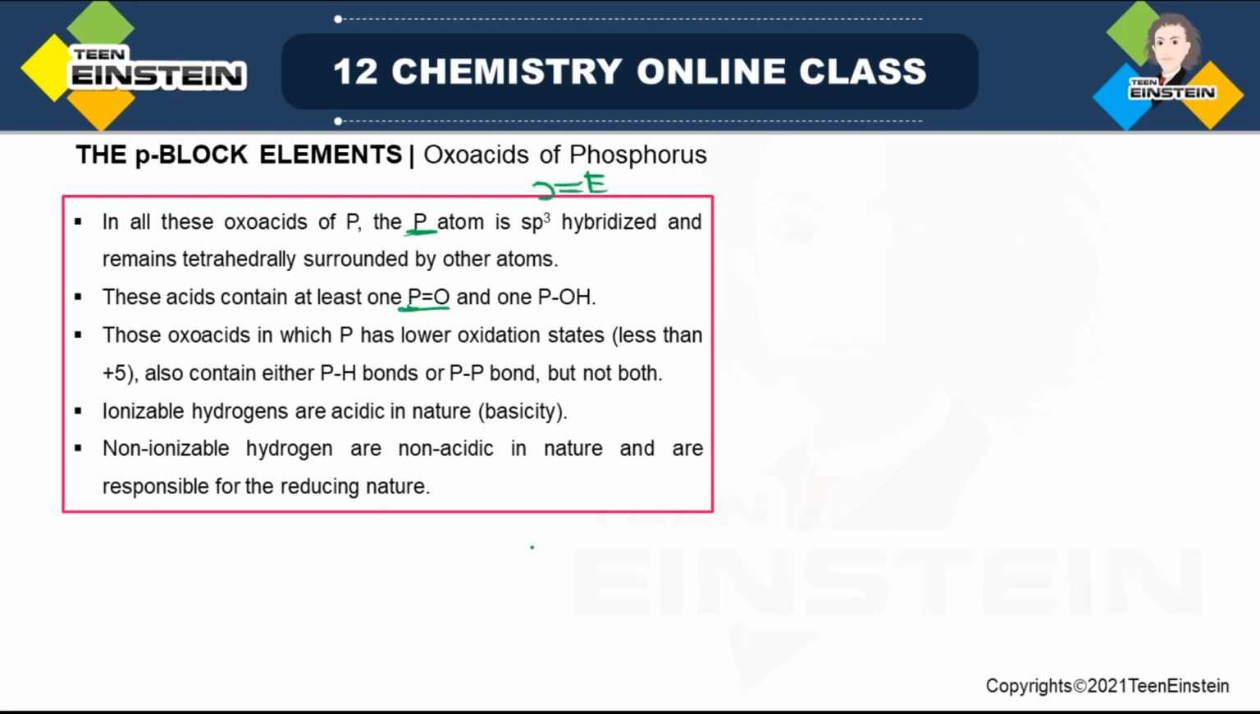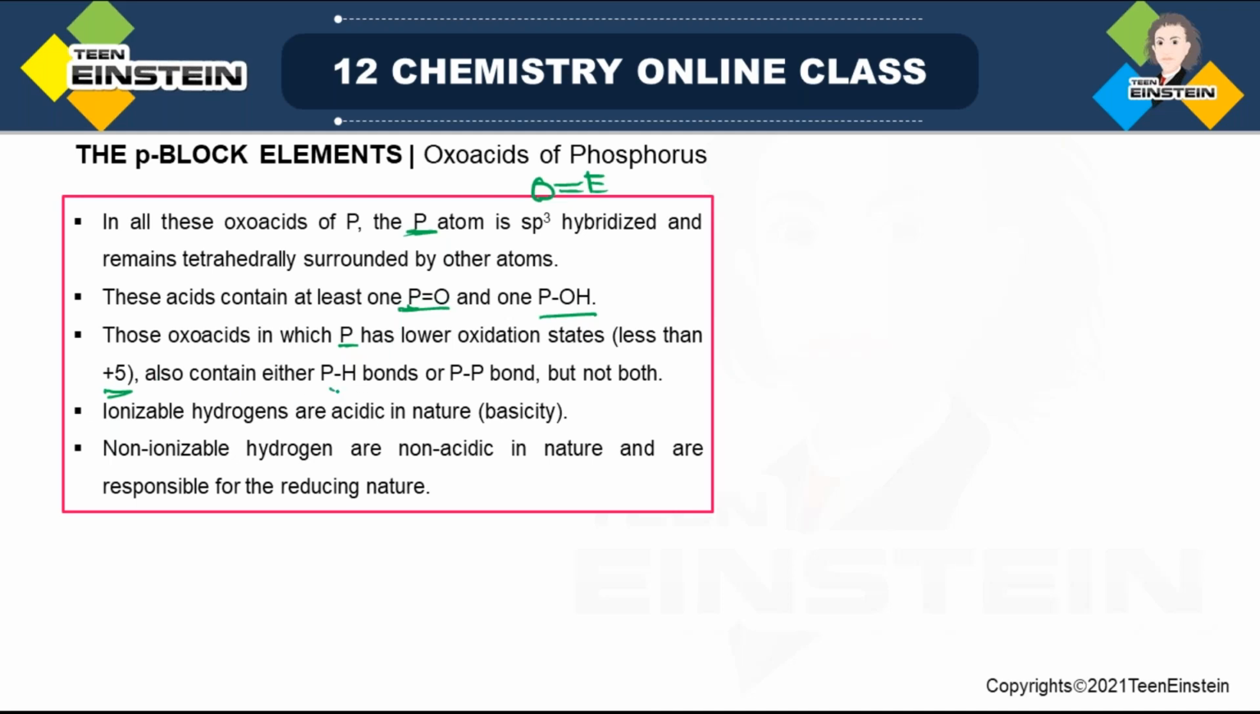So this acid must contain one P double bond O and one P–OH. If E is phosphorus, then obviously it will be oxoacids of phosphorus. Now, consider those oxoacids in which phosphorus has a lower oxidation state. By lower oxidation state, we mean a value less than +5, that means +3, +4, +1.